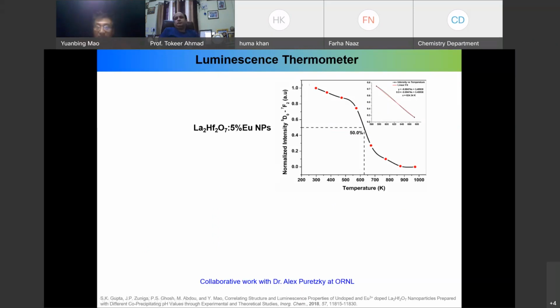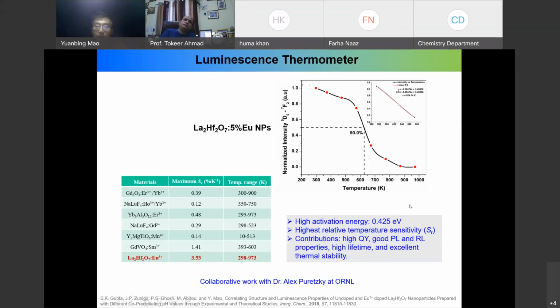We doped it with 5% europium, and then we measured the luminescence at different temperatures. We plotted the normalized intensity of a specific transition, and we see that the intensity shows this decreasing trend, and then we can calculate the sensitivity of the temperature.